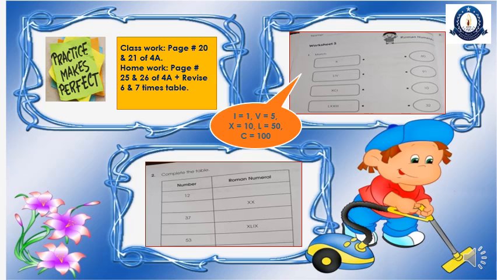Now let's see page number 21. Complete the table. Numbers are given and we will write Roman numerals. Look here, 12. 10 plus 1 will make 12. So what is the letter for 10? X. For 1, I. So what will we write? XII. The second one is X. X is representing 10, so 10 plus 10, the answer will be 20. In this way you will solve page number 21.